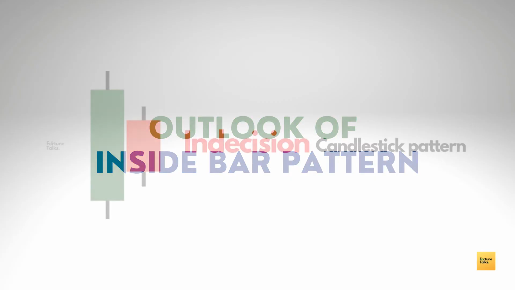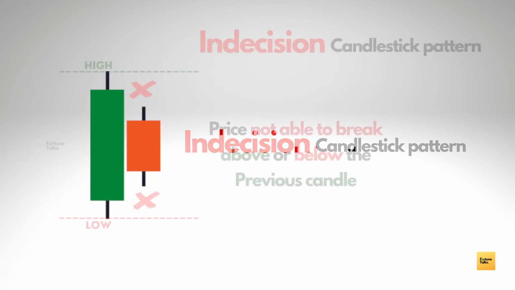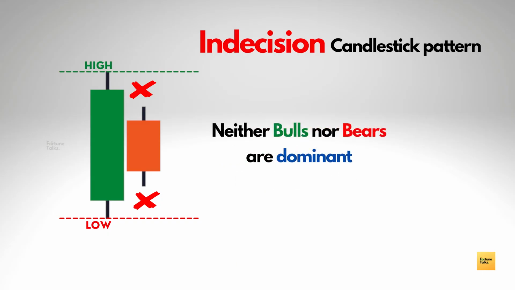The inside bar is actually an indecision candlestick pattern. The inside bar is formed because the price was not able to break either the high nor the low of the previous session or the previous candle. Now this tells us that neither the bulls nor the bears were in control during the session. This is a very important piece of information when used correctly.